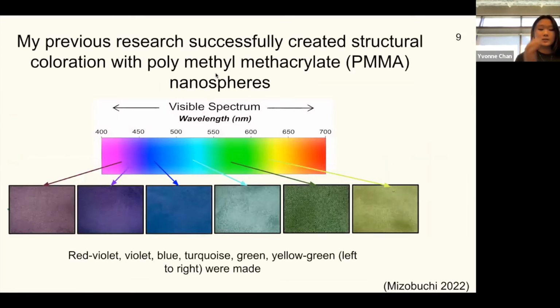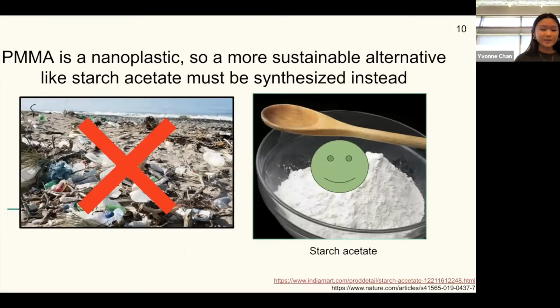So in my previous research last year, I successfully spray-coated non-iridescent structural colors ranging from red-violet, violet, blue, turquoise, green, and yellow-green by synthesizing polymethylmethacrylate nanospheres, or PMMA nanospheres. However, PMMA is a nanoplastic, and nanoplastics are harmful to the environment, so it is not sustainable for large-scale use. It's important to note that PMMA was used as a proof of concept. We chose to synthesize PMMA since it was a reliable method and had the most potential for success.